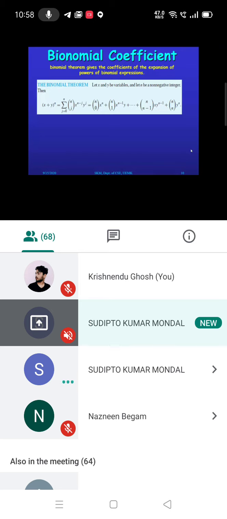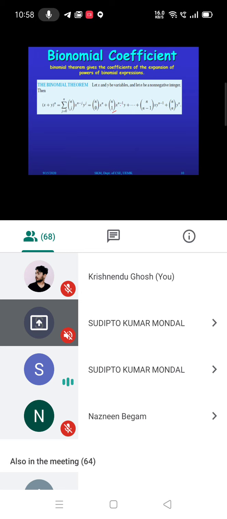every term present in the expansion of the binomial theorem, nC0, nC1, nCn minus 1, these terms are known as binomial coefficients, and these coefficients represent something. What does it represent? Now these coefficients represent how many ways I can select.